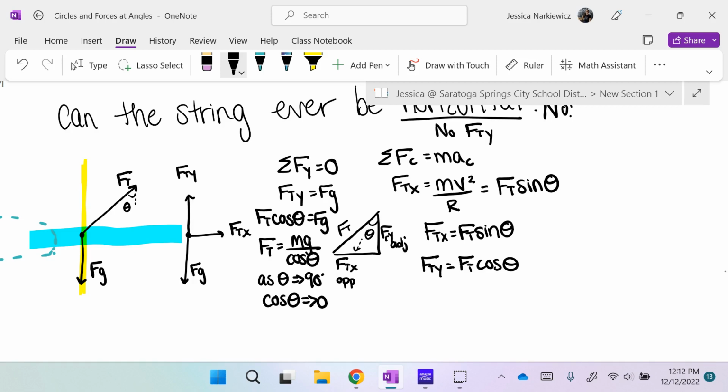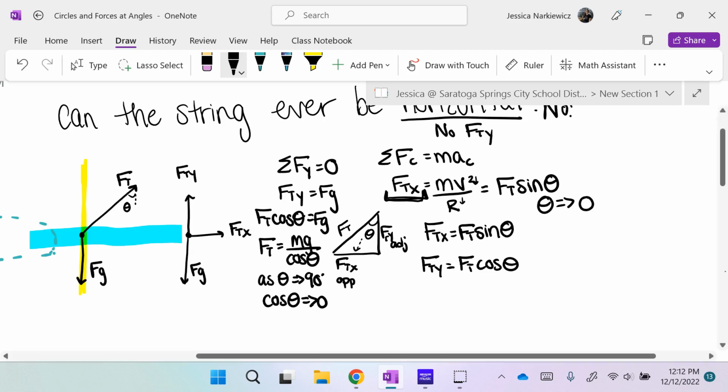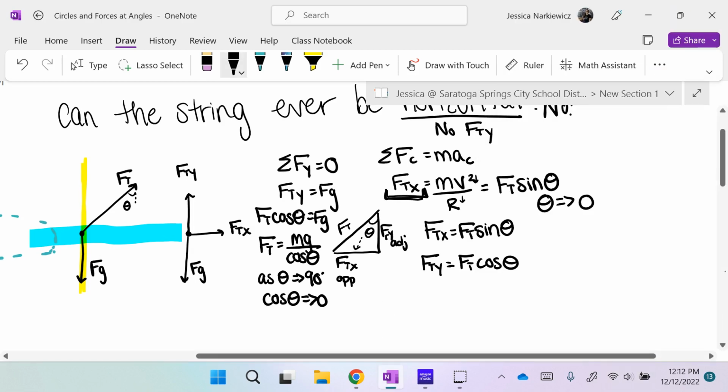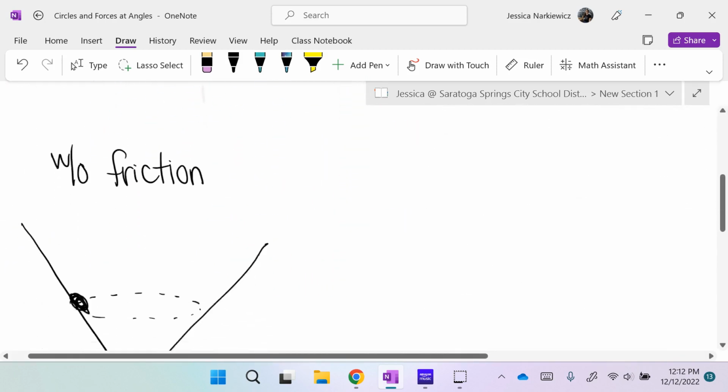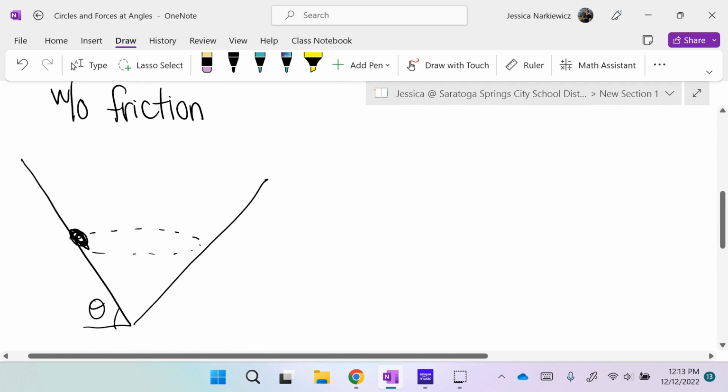As the string becomes nearly vertical, meaning that the angle theta is approaching 0, the x component is then going to be approximately 0, which means we have to be moving with a very small radius and a very small velocity, because as the angle approaches 0, the sine of the angle also approaches 0. So that means we have almost no x component, which means we have to be moving very slow at a very small radius.